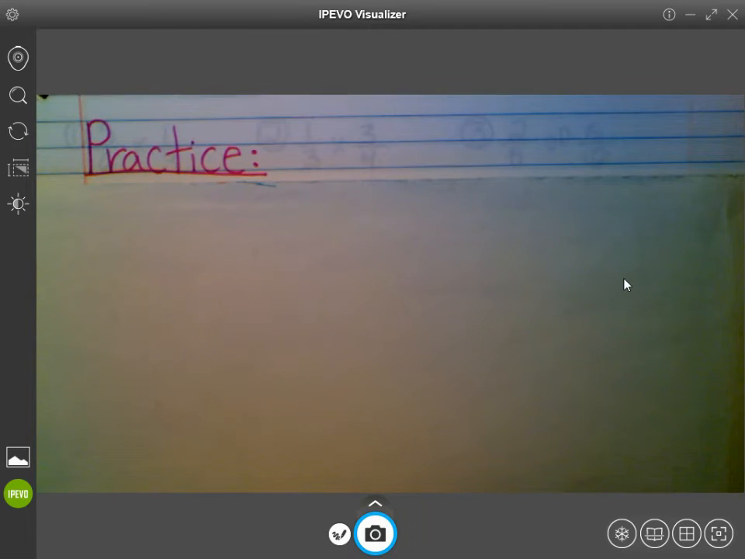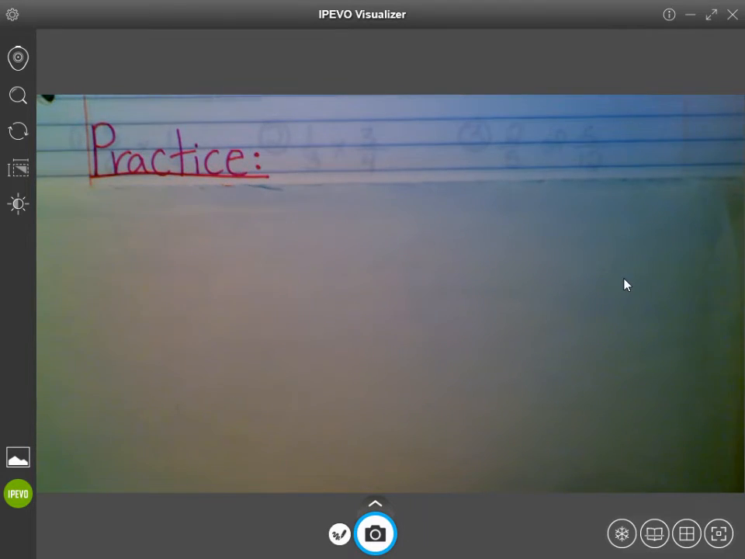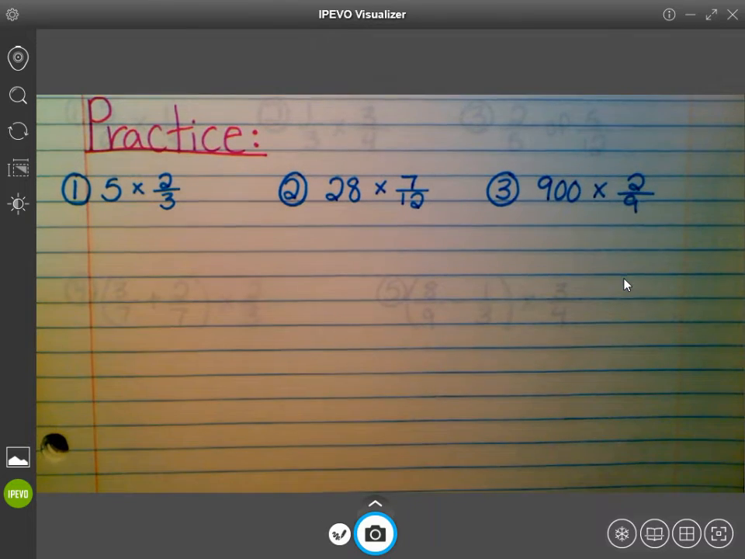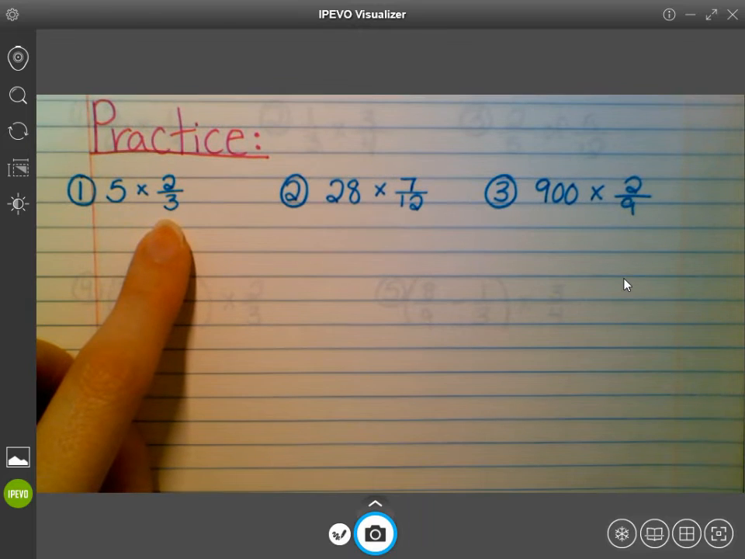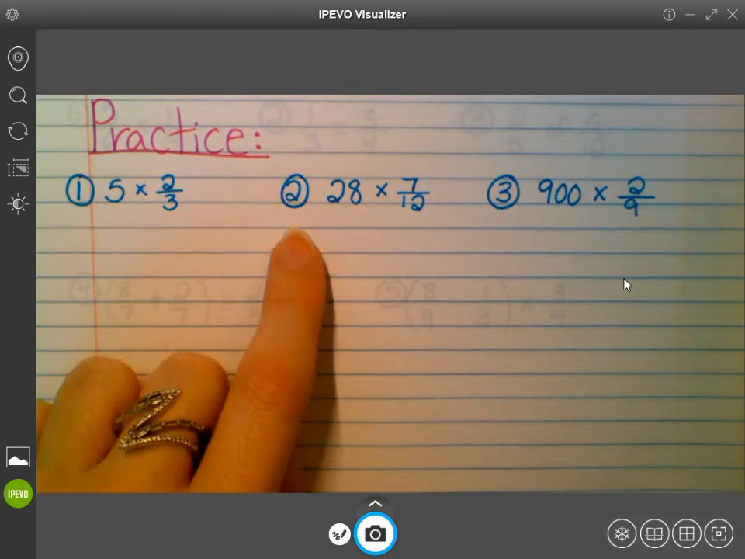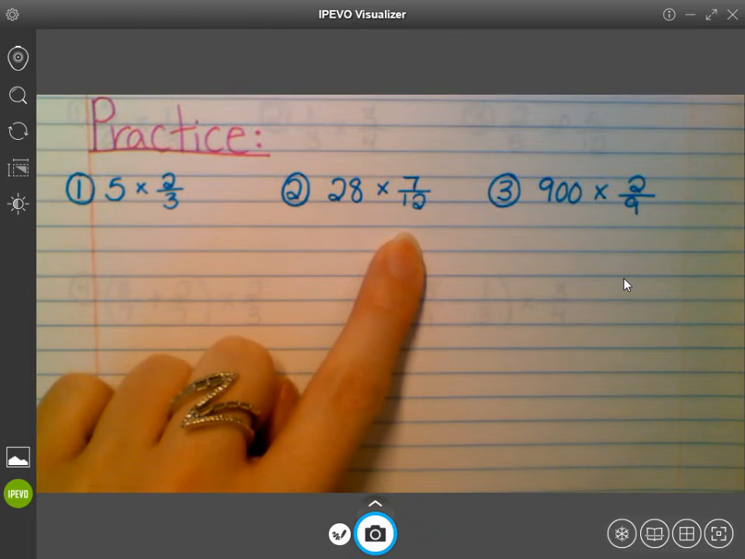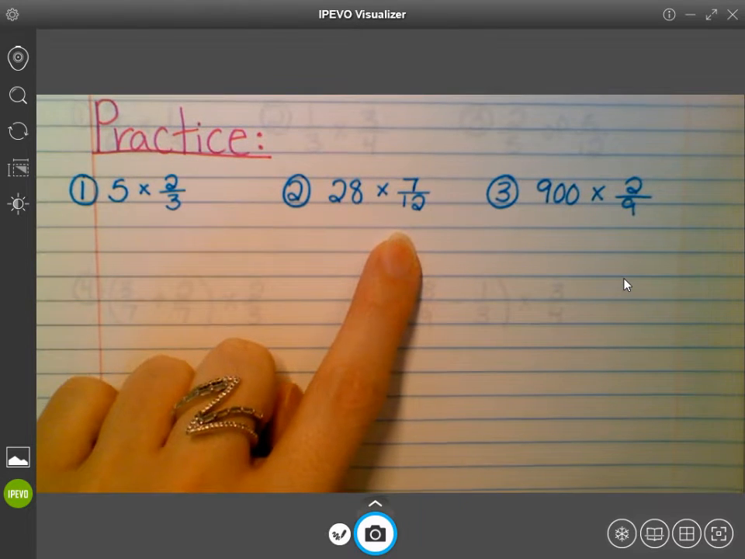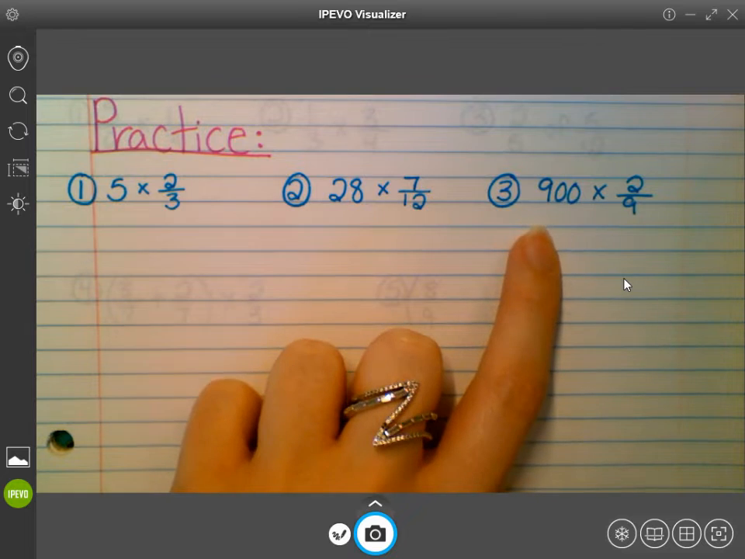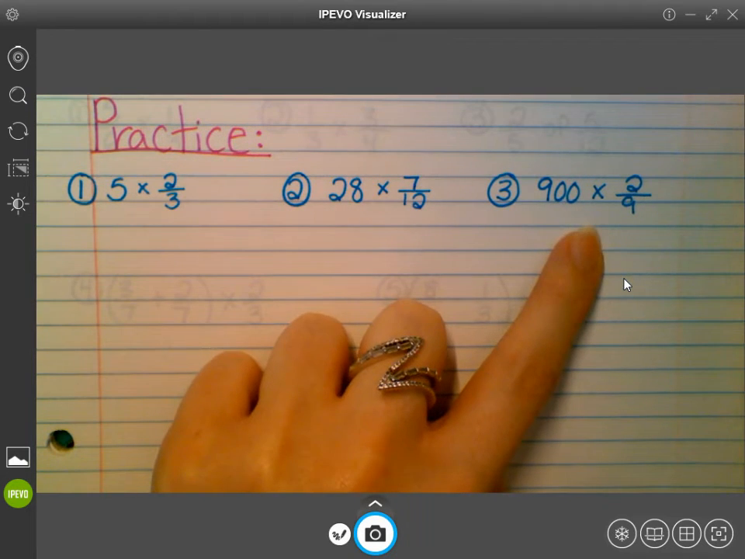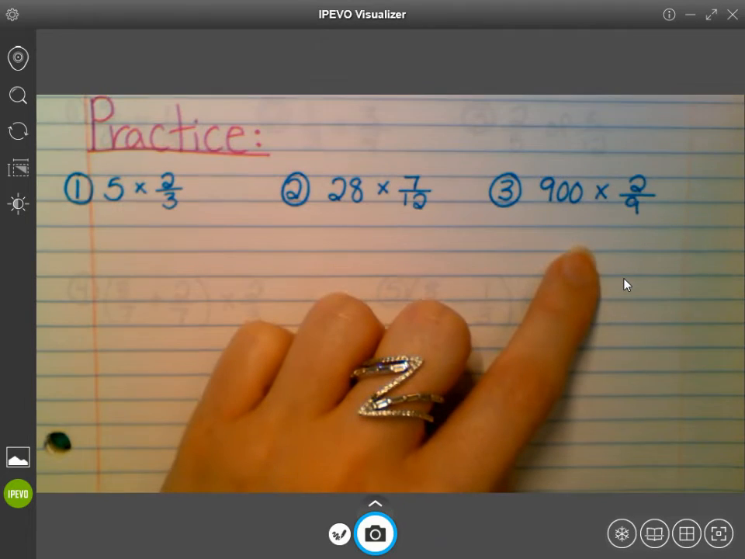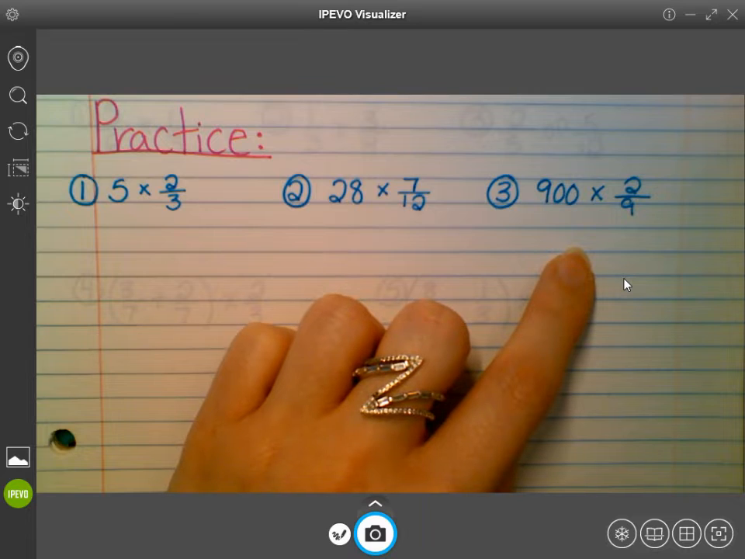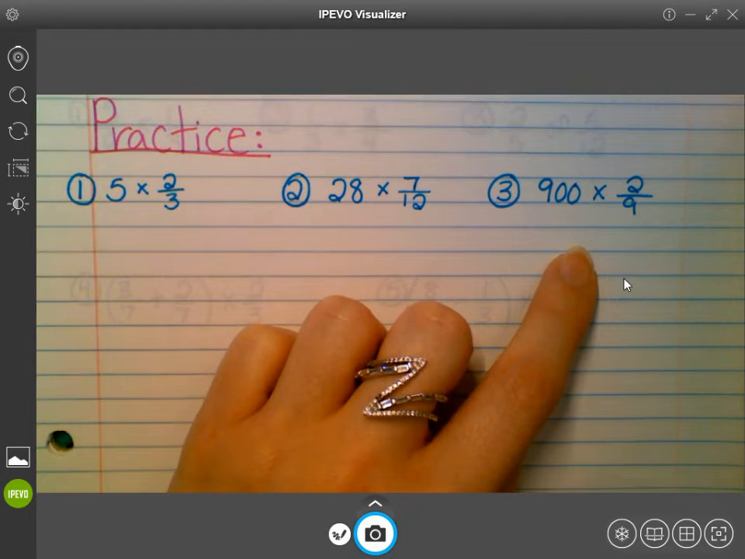Okay, so once you get them written down, then you can go ahead and solve them. So we have 3. Number 1 is 5 times 2/3. Number 2 is 28 times 7/12. And number 3 is 900 times 2/9. Once you get these written down, then you can go ahead and solve them. I will know you're ready when I see you quietly sitting with a thumbs up or quietly reading, writing, or drawing once you've solved them.